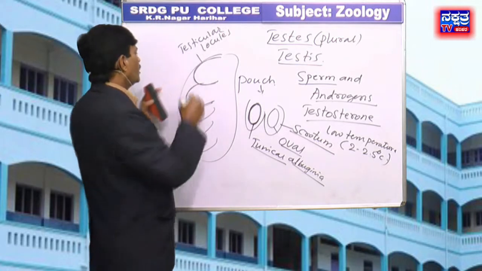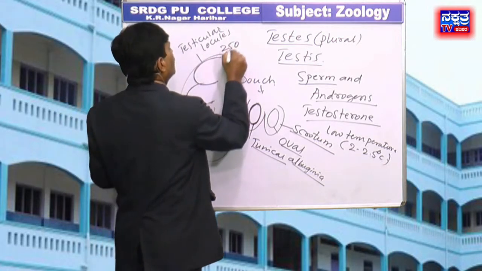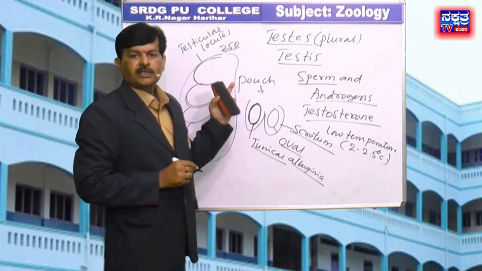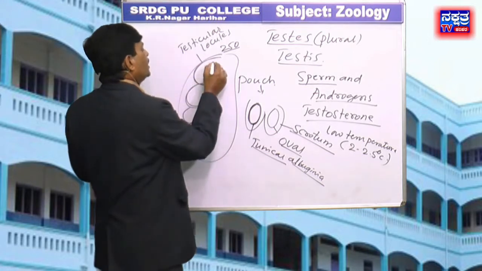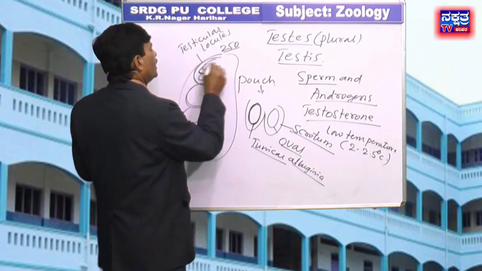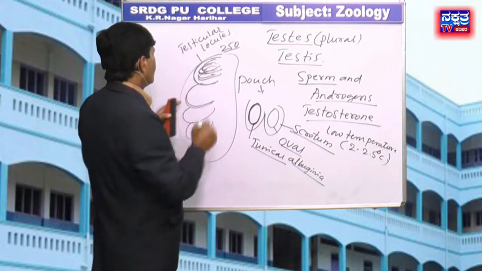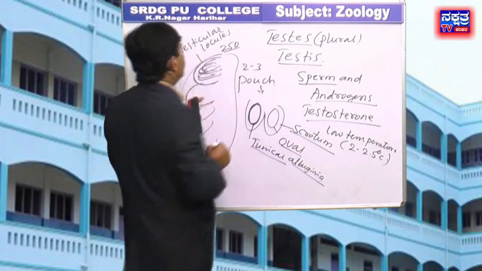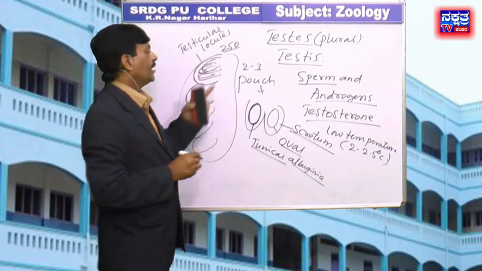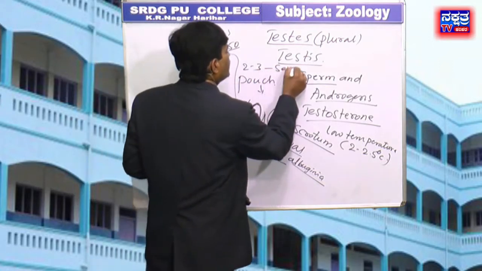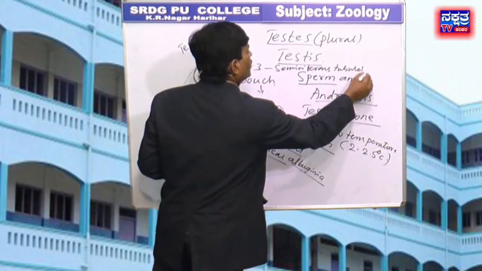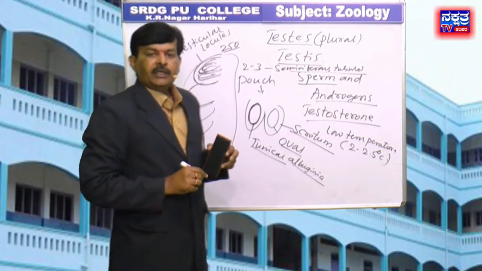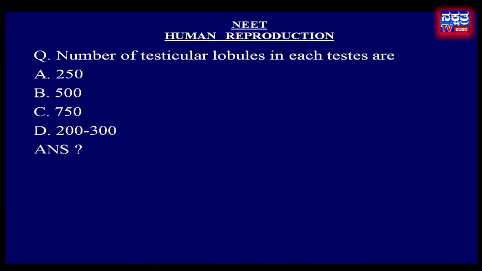There are 250 lobules in a testis. Each testicular lobule consists of 2 to 3 fine elongated thread-like structures called the seminiferous tubules. Therefore, in the given options, option A, that is 250, is the right answer.